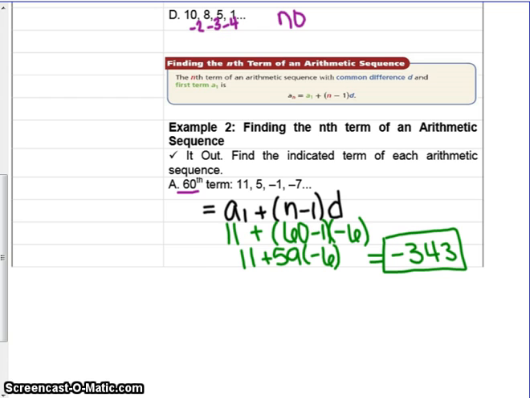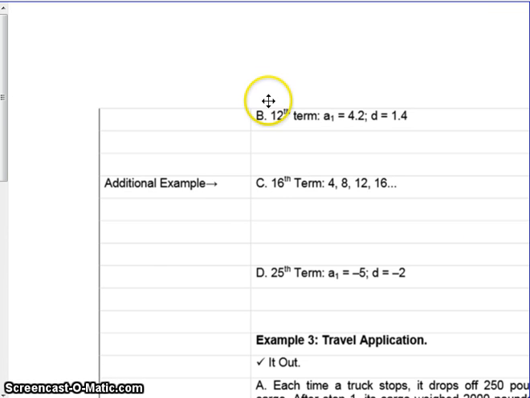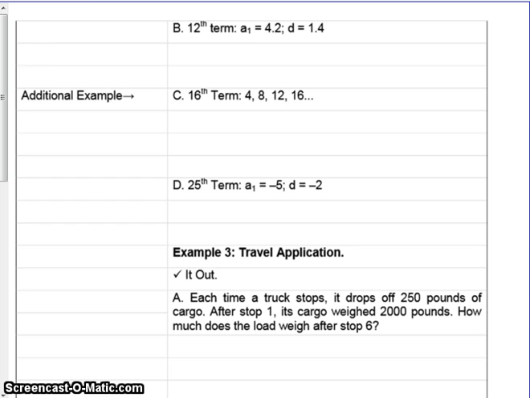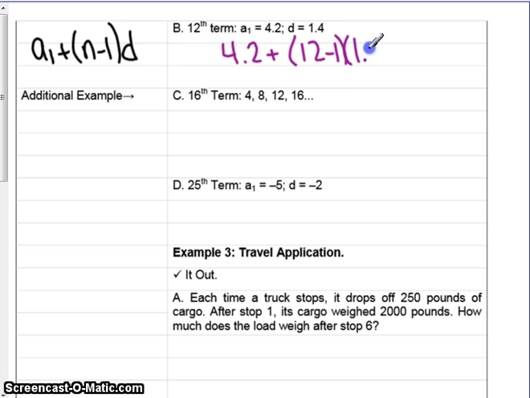All right, let's use that again. And I'm going to write that over here. We have our first term plus the term we're trying to find minus 1 times our common difference. So it says right here, my first term is 4.2. So this time it's just giving me the information instead of showing me the sequence, and that's okay. The term I'm trying to find, minus 1 times my common difference.